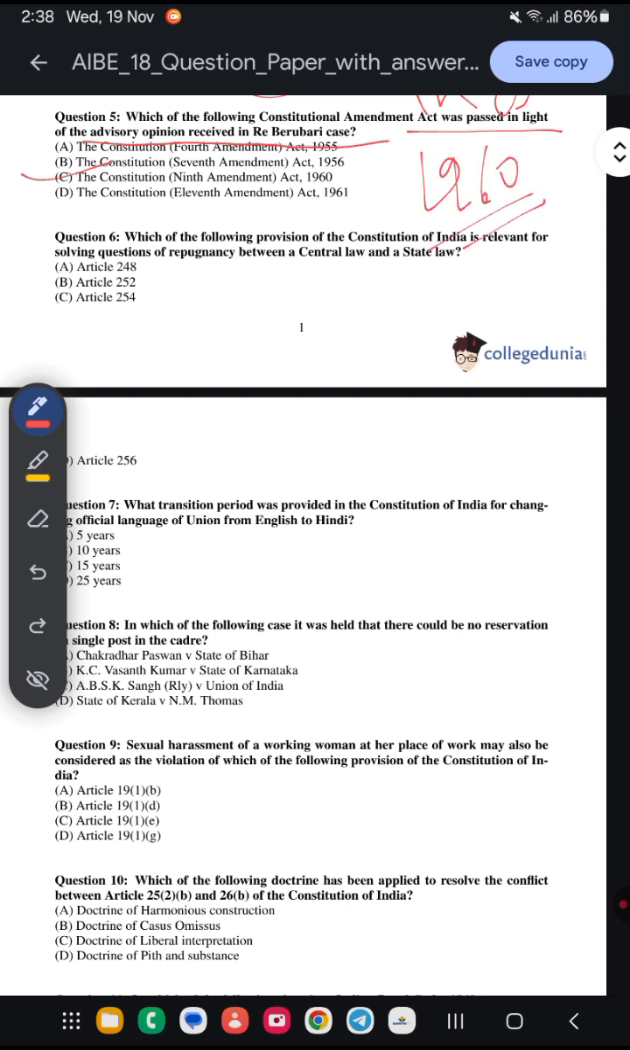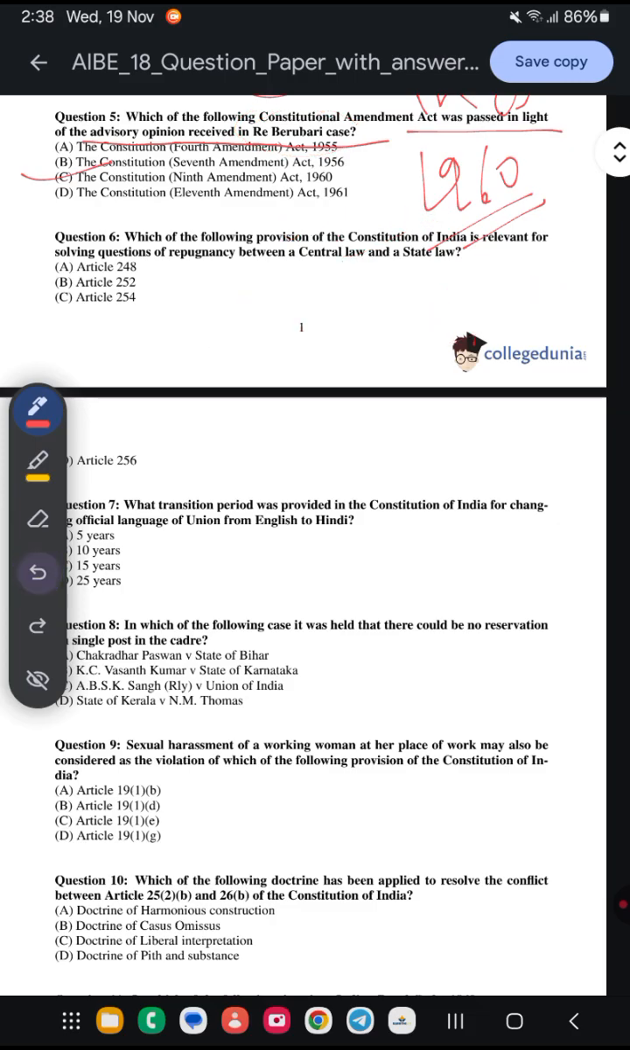This constitutional amendment was passed in the year 1960 and it was an agreement with respect to the exchange of enclaves with Pakistan, and it was done in response to the Supreme Court's advice in the Berubari case. So we can also understand the Nehru-Noon agreement. That is also with respect to the same constitutional amendment.